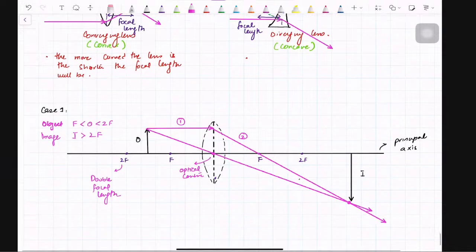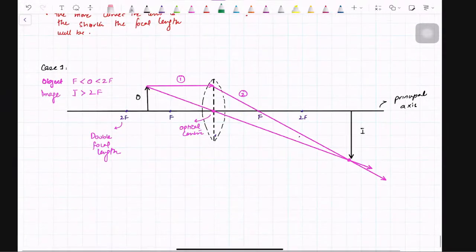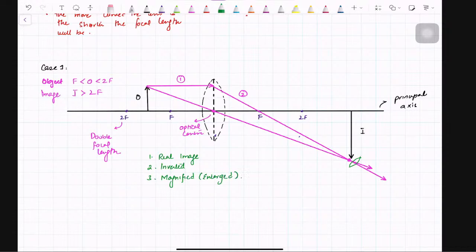Now, some properties that I want to tell you is, number one, it is a real image, because if you are watching it with your eyes, it is forming there. Number two, it is inverted, it's upside down, right? And number three, it is magnified. Magnified, you can also write enlarged, that would be the same thing, okay?